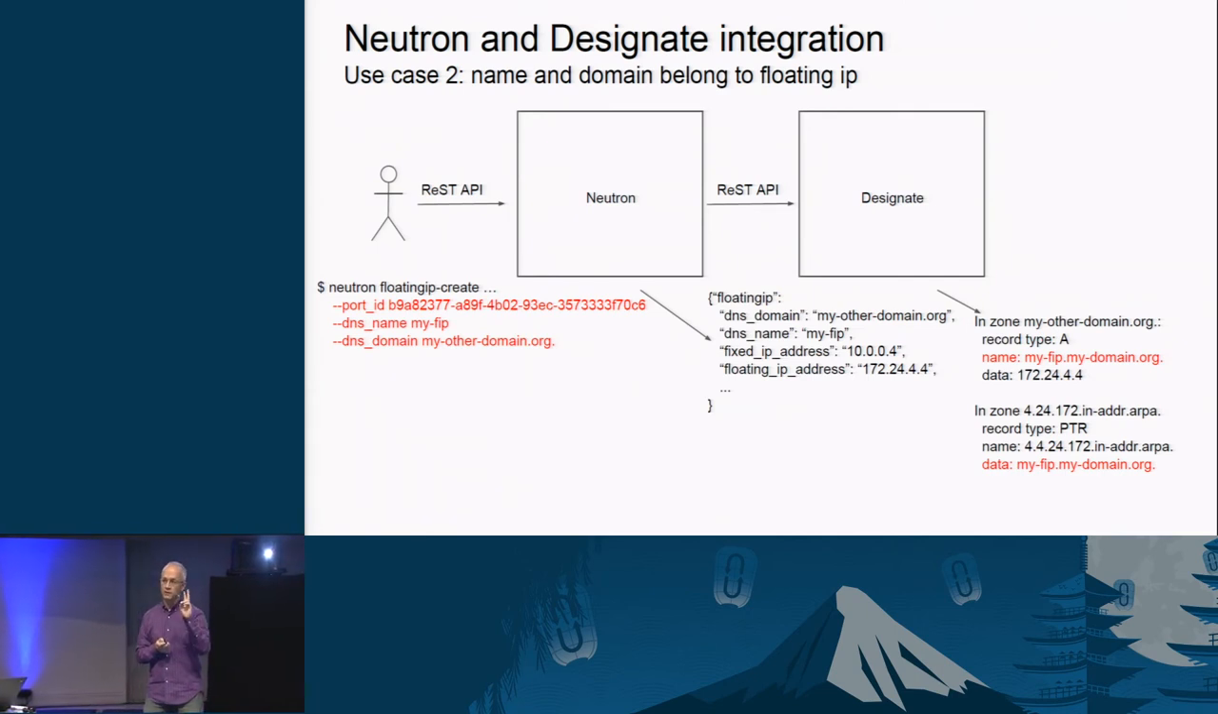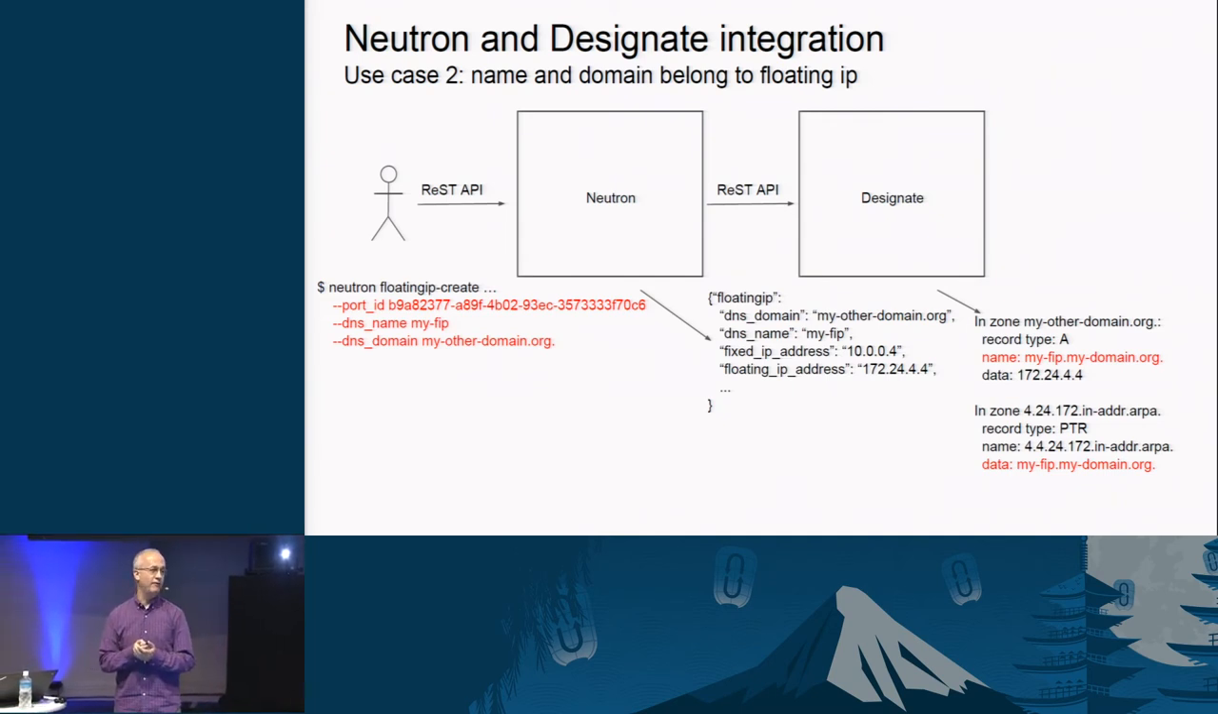So in that case we also extended the API with two attributes for floating IPs. Again, we have a DNS name and a DNS domain attribute for the floating IP. Those attributes are going to override whatever is defined at the port and instance level. Even if you have a DNS name and DNS domain associated with that port, when we create the floating IP and we push the information to Designate, the DNS name and DNS domain associated with the floating IP override whatever information might be there before. So as you can see here, I'm associating my FIP name with my floating IP, and that's the information that gets pushed to Designate in the A record and the PTR record.